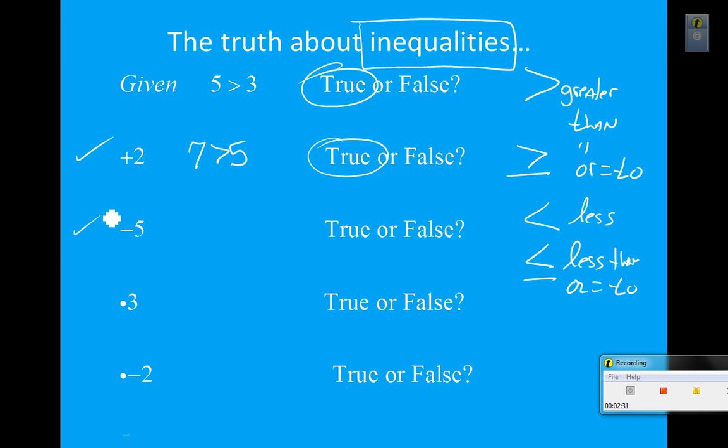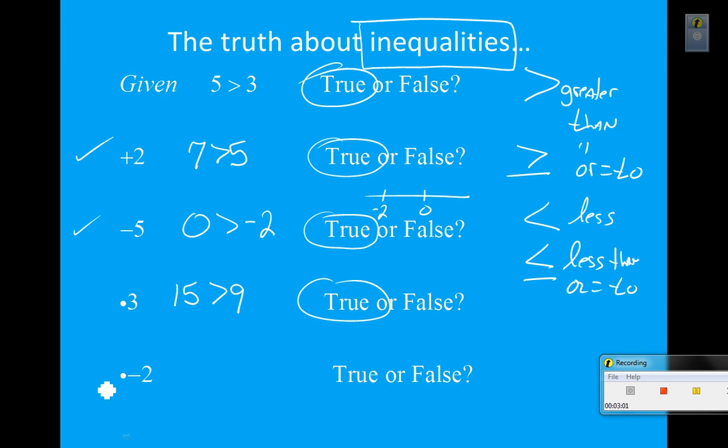Let me subtract a number from both sides. 5 minus 5 is 0, is greater than 3 minus 5 is negative 2. Yep, 0 is greater than negative 2. If you think about it in terms of a number line, 0 is to the right of negative 2. So yeah, it's greater. Hey, let me multiply by some positive number. So let's multiply both sides by 3. So I'm going to have 15 is greater than 9. That's still true.